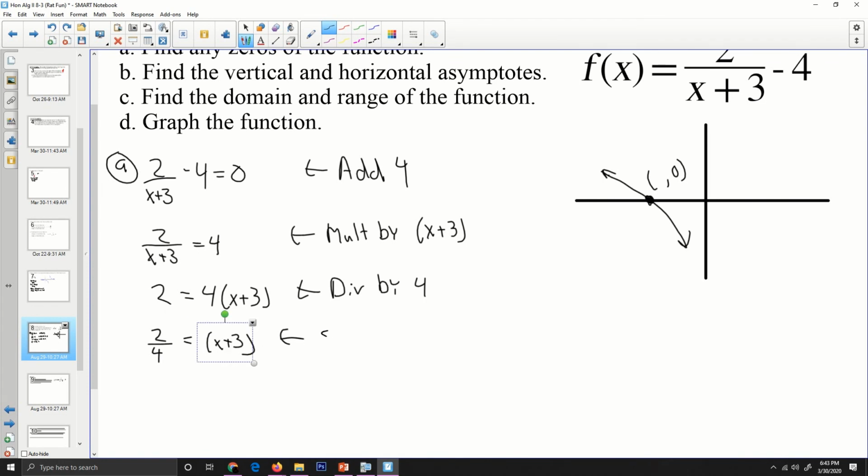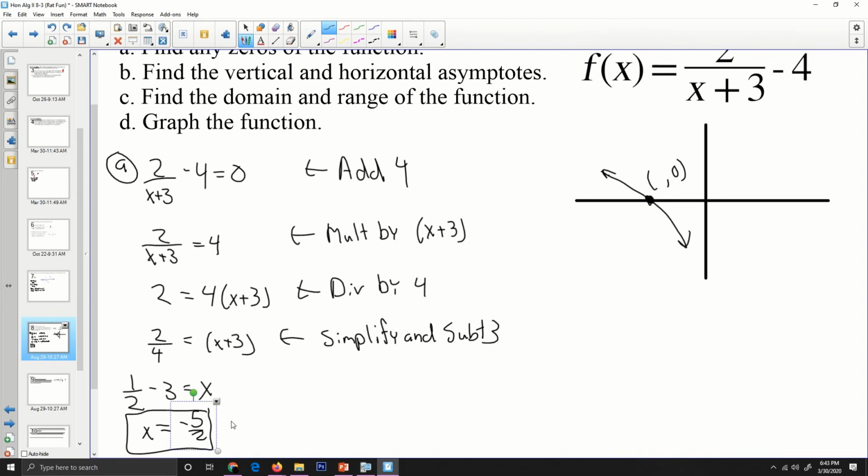Here I'm going to simplify 2 over 4 to a half, and subtract 3. That'll give me a half minus 3 equals x. A half minus 3 is negative 2.5, which is negative 5 over 2. So x equals negative 5 over 2. That is the zero.